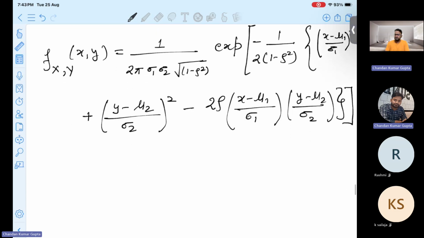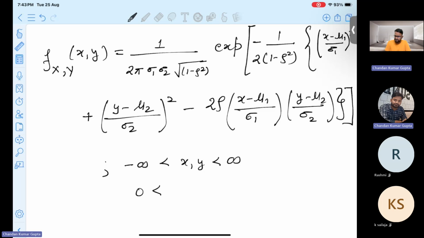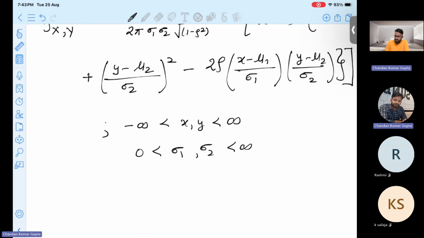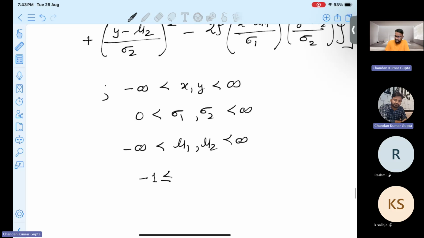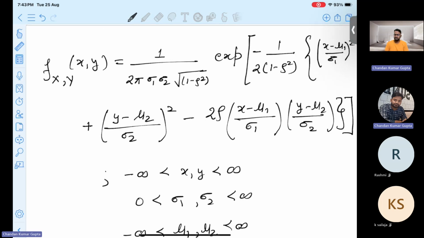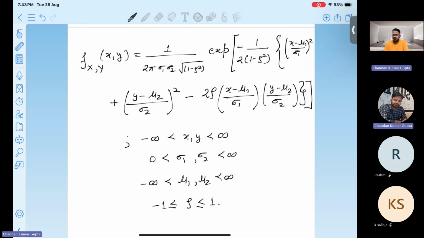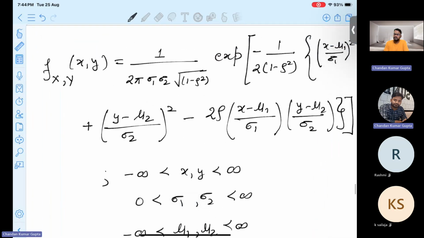Now here x and y belong to the real numbers, sigma1 and sigma2 belong to the positive reals, and mu1 and mu2 belong to the reals. Then the whole thing that is written on this page, visible to you, is the probability density function for the random variable (X, Y), that is, the bivariate normal distribution.